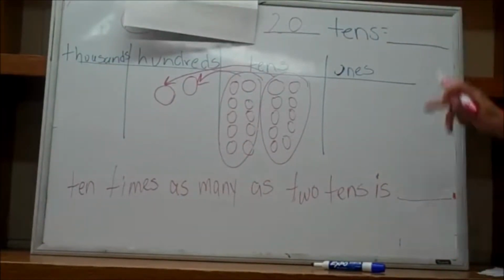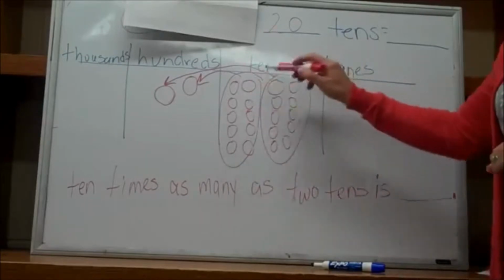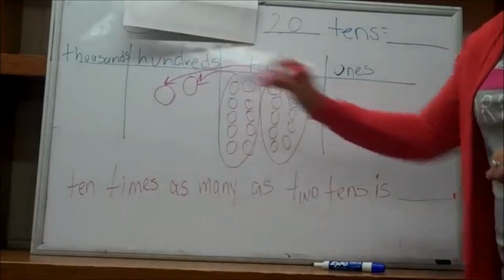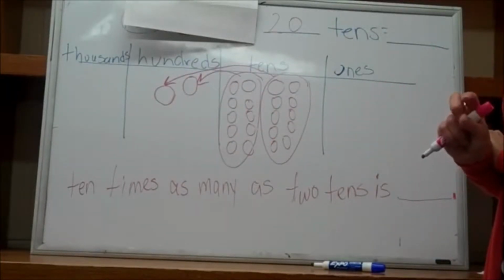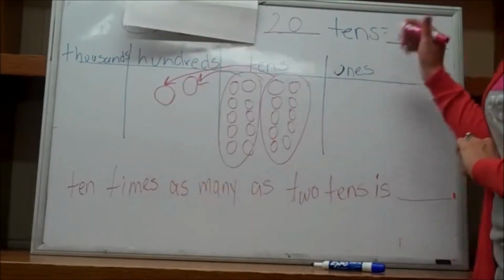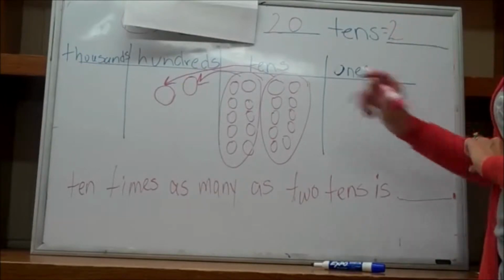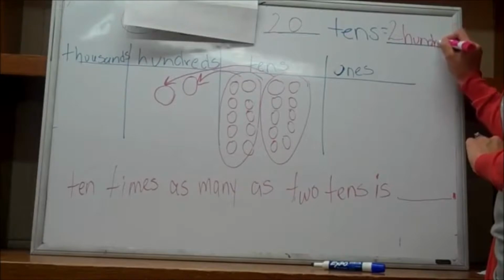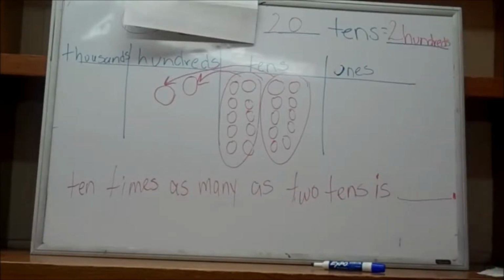Well, we have 20 tens here. We changed them for 1 unit each in the hundreds. So now we have 2 in the hundreds column. So we have 2 hundreds.